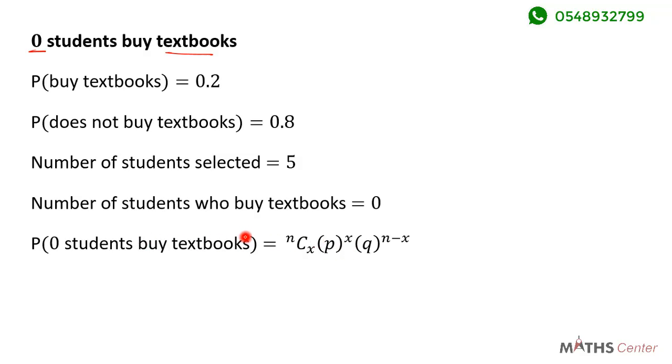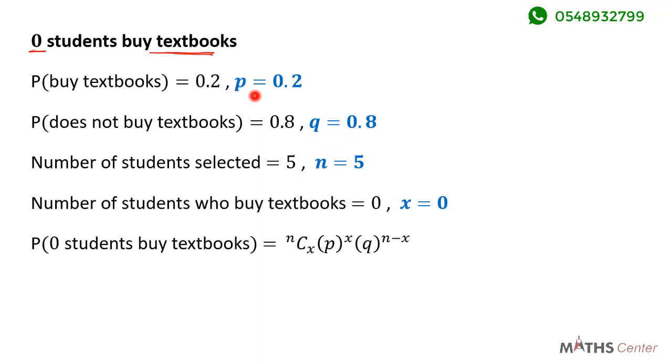N is the number of students selected, which is 5. X is the number of students who buy textbooks, which is 0. P is the probability of success. Here we want students who buy textbooks. So buying textbooks will be considered success. And so here P will be 0.2, which is the probability that a student buys textbooks. And Q will be the probability of failure, which is the probability that a student does not buy textbooks, and that is 0.8.